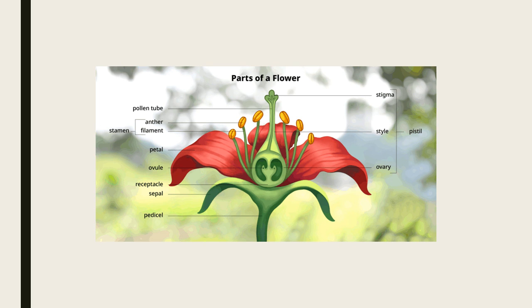Next, moving on to functions of flower. The most important function of flower is reproduction. They help in the union of male and female gametes. Gametophytes develop in the flowers.